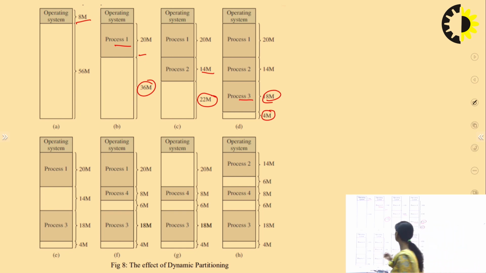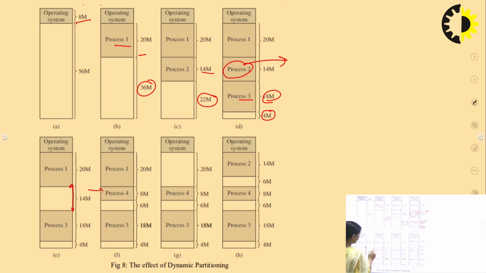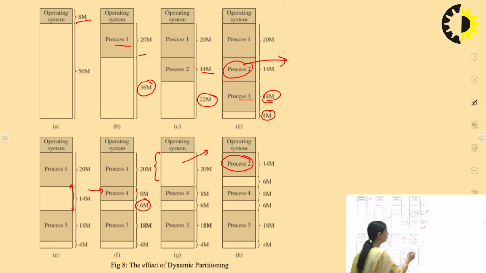In that case, process 2 was swapped out of the memory. Swapping out means it was taken out of the memory, and we had 14 MB of space left where process 4 of 8 MB entered, and this 6 MB was the unused space. Now suppose process P1 got executed, so it was swapped out of the system. We had 20 MB of space over here. Now process P2 was swapped in, loaded again into the system, and hence we had the 14 MB process P2 loaded into the space where P1 was, and we were left with 6 MB of space here.